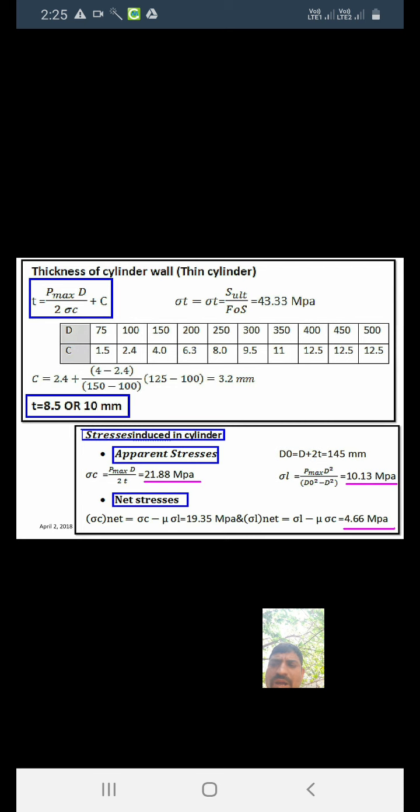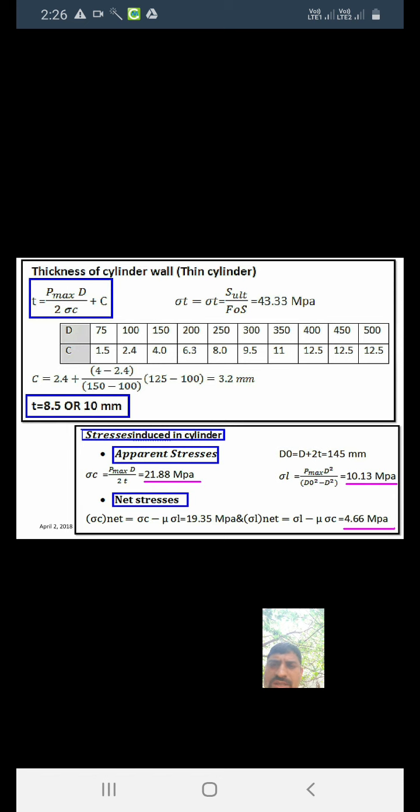Then what is the C? C is the reboring factor. How to calculate that reboring factor? Yesterday we have seen one table is given, D is equal to and C is equal to. D is the cylinder bore diameter, given in the 75 to 500 range. The reboring factor is given related to that cylinder bore. This value is given in mm. Then check that boring factor. How to calculate that boring factor?